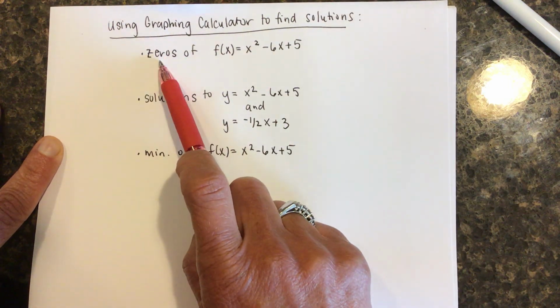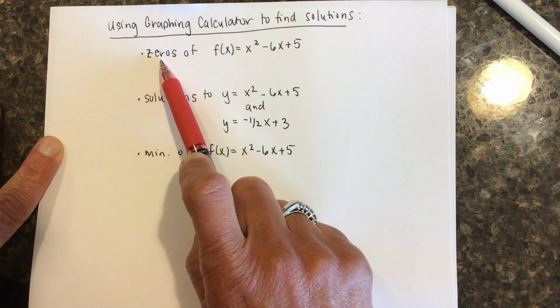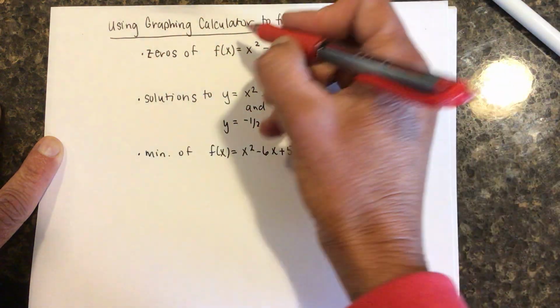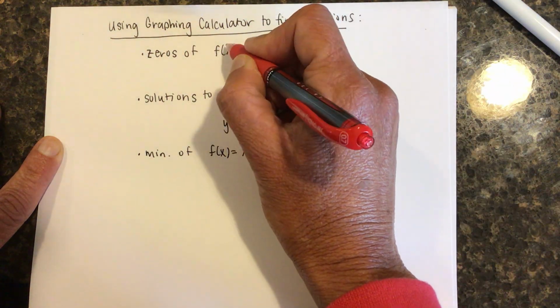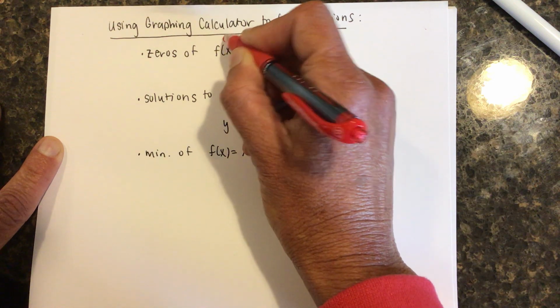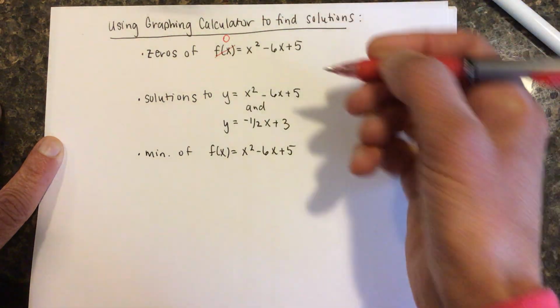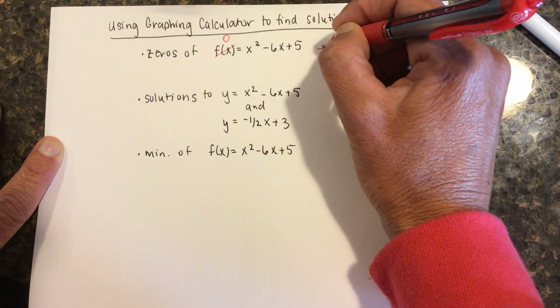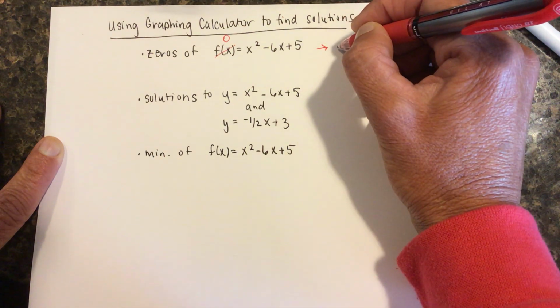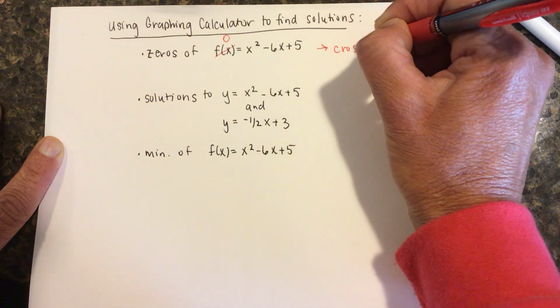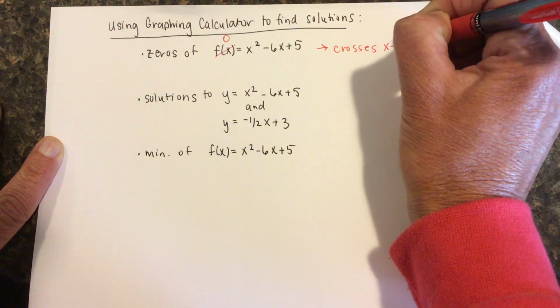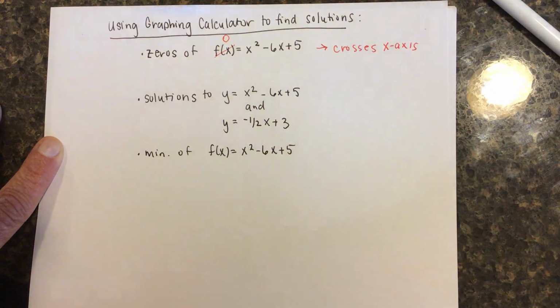So first of all, you need to know what zeros are. So zeros are where the function is equal to 0. So you're going to set the f of x, the function, or the y value equal to 0. So that'll be a 0. And that is where the function crosses the x-axis. So it crosses the x-axis. So here's how you do it.